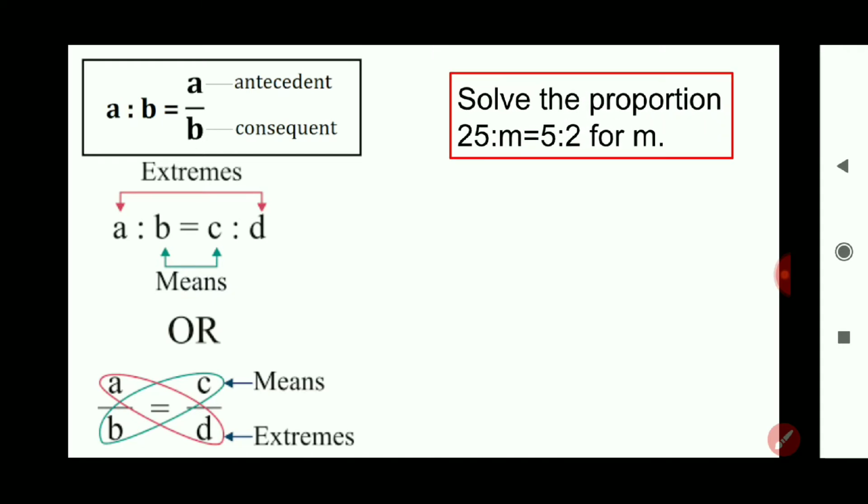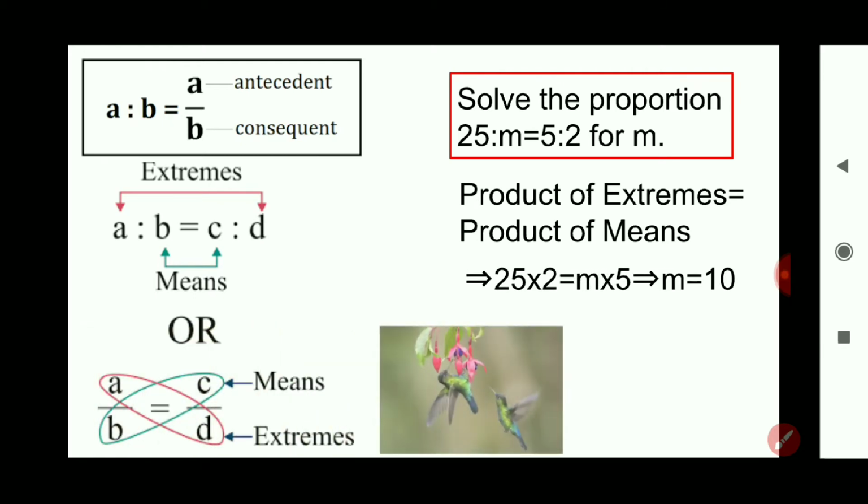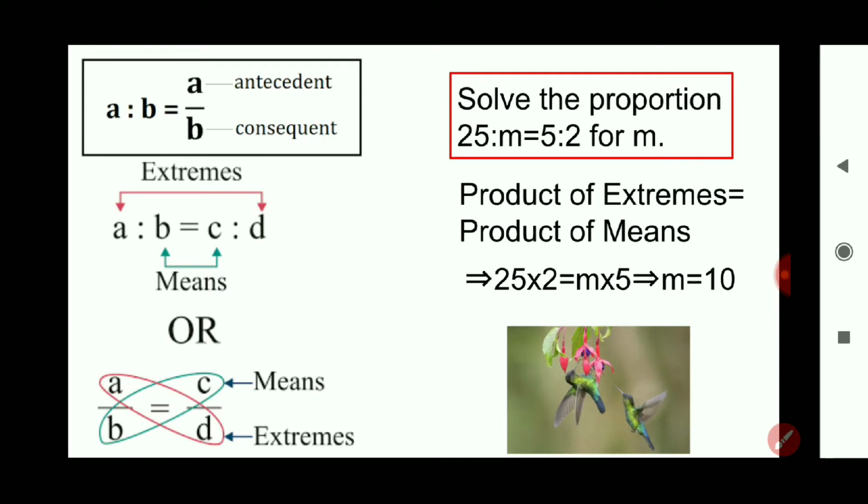Now, simple question. Solve the proportion 25 is to m is equal to 5 is to 2 for m. We already told you product of extremes is equal to product of means. That means 25 into 2 is equal to m into 5. Hence m is 10.